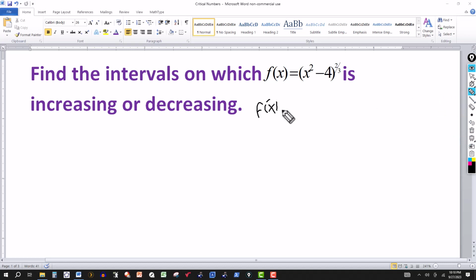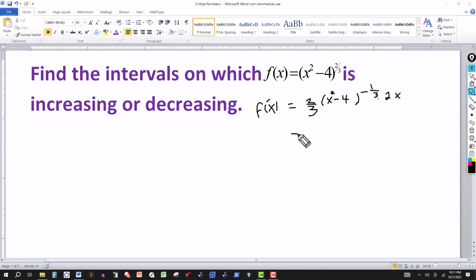F prime of x will equal, use the power rule first for the derivatives, so bring the 2/3 over to the front, and then subtract 1 from that exponent. 2/3 minus 1 is negative 1/3, and then it's times, using the chain rule, the derivative of x squared minus 4, which is 2x, and then we've got the x squared minus 4 here.